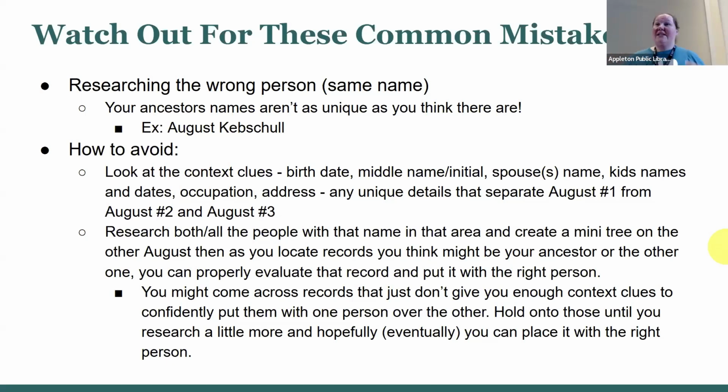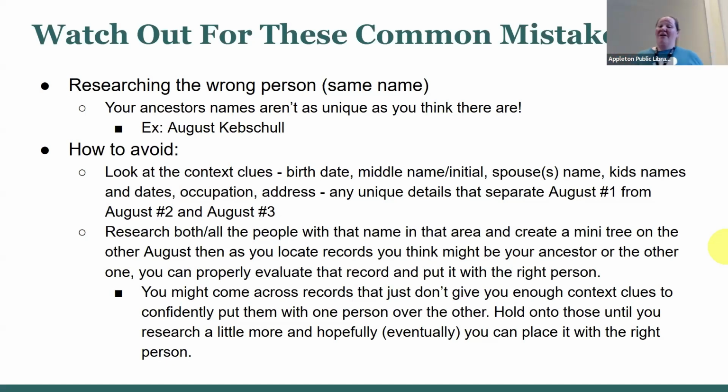So you've got to look at all this stuff while you're analyzing your records. Sometimes you might need to research both, or all, of the people with that name in that area and create a little mini tree on the other August. And then as you locate records you think might be your ancestor or the other person with the same name, you can properly evaluate that record and put it with the right person using those context clues and all the evidence analysis that we just talked about.